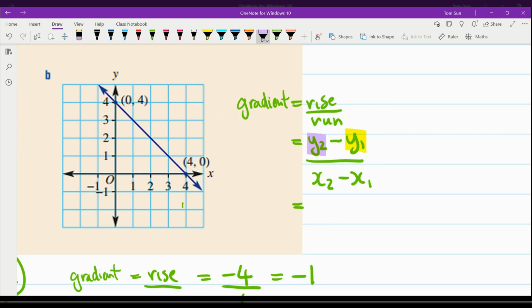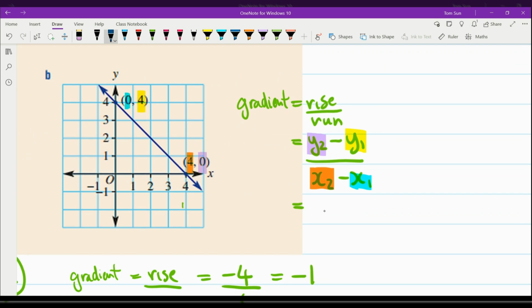Y2 is the y value of the coordinate on the right hand side, and y1 is the y value of the coordinate on the left hand side, because remember we're always going from left to right, and because we want to find the difference between them, we go the right one minus the left one. Okay, x2, x1. We're just looking at the x coordinates now, not the y coordinates. So for x2 I'm looking at the x coordinate of the right coordinate, and for x1 the x coordinate of the left coordinate.